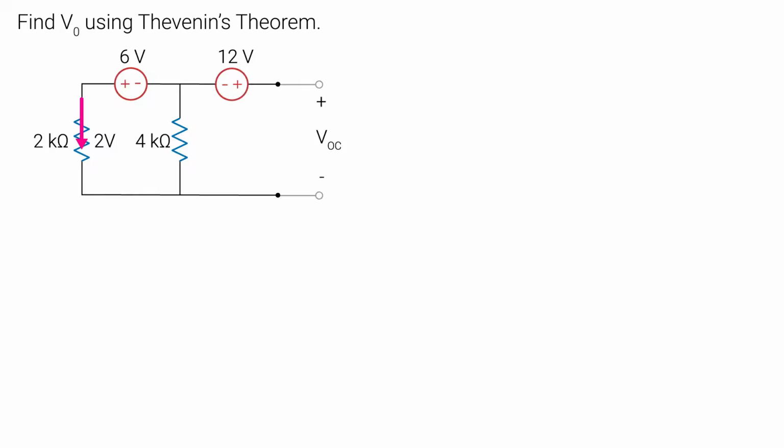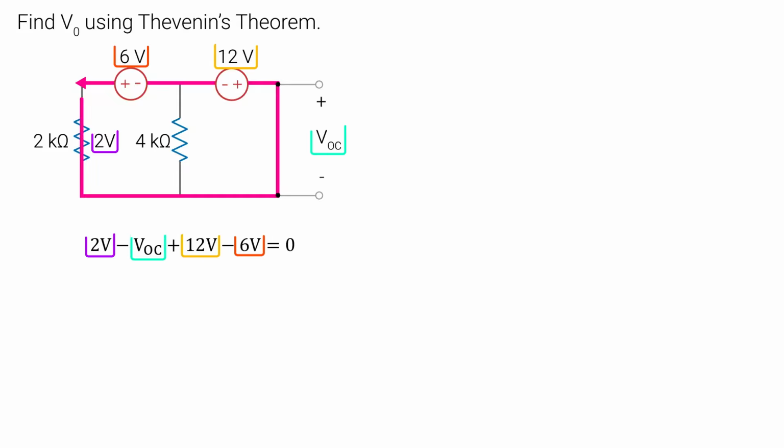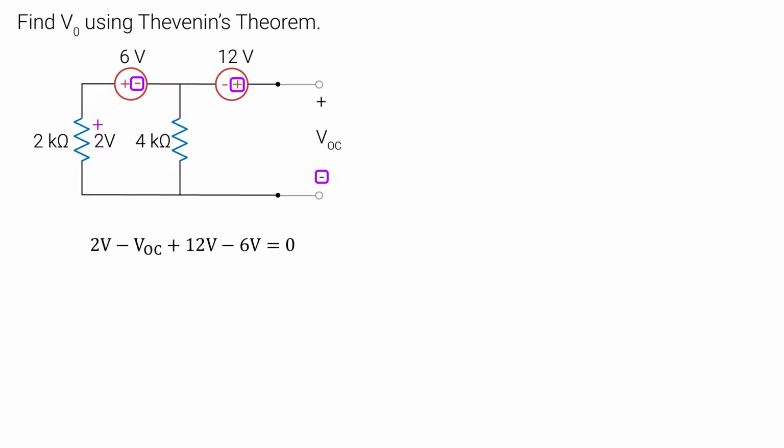Now we can write another KVL for this loop, this time including the open circuit voltage. Remember, KVL must hold true for any loop we choose. Keep in mind the negative and positive signs as we go around the loop counterclockwise. We get 8 volts. The next step is to figure out the Thevenin equivalent resistance, RTH.